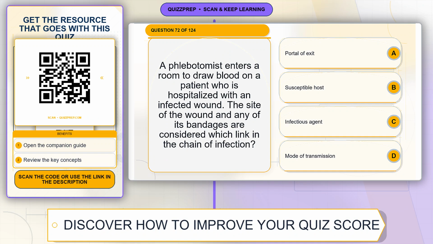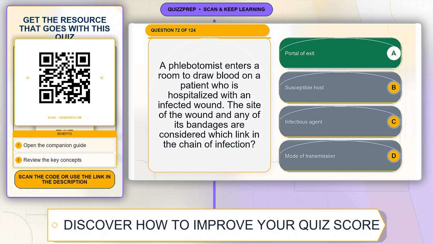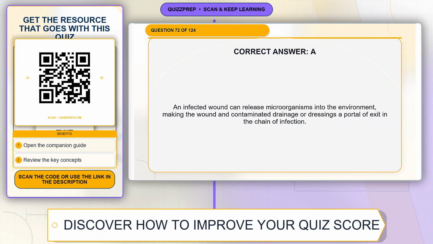Question 72. A phlebotomist enters a room to draw blood on a patient who is hospitalized with an infected wound. The site of the wound and any of its bandages are considered which link in the chain of infection? Option A, portal of exit. Option B, susceptible host. Option C, infectious agent. Option D, mode of transmission. The correct answer is option A, portal of exit. Explanation. An infected wound can release microorganisms into the environment, making the wound and contaminated drainage or dressings a portal of exit in the chain of infection.